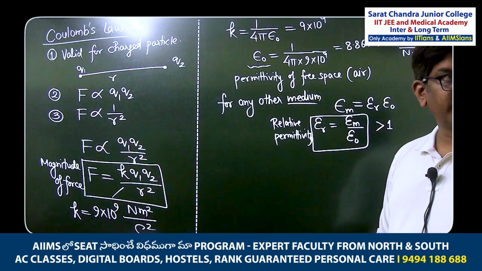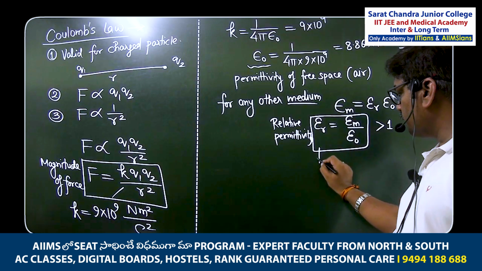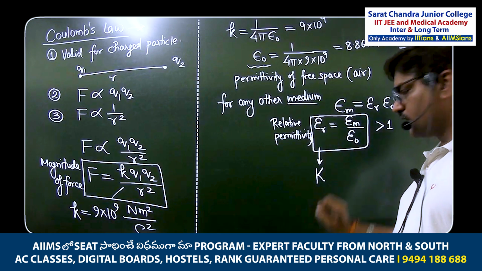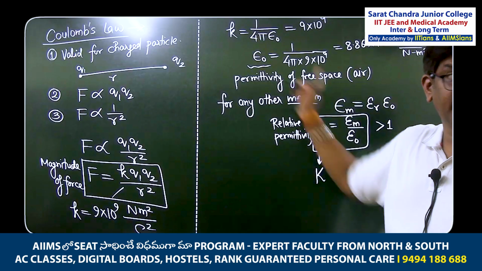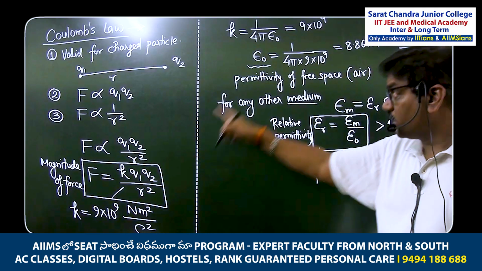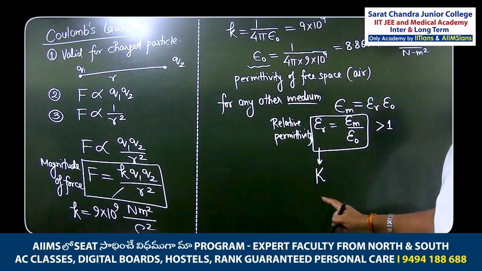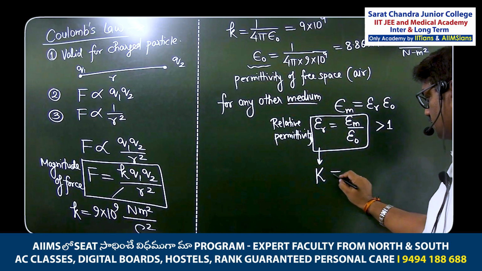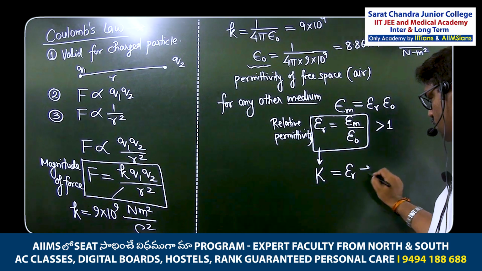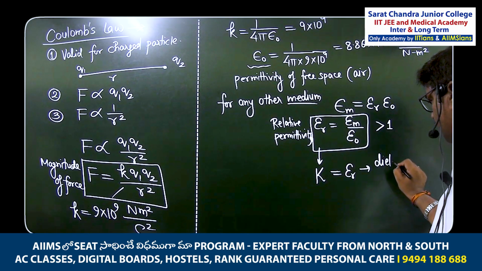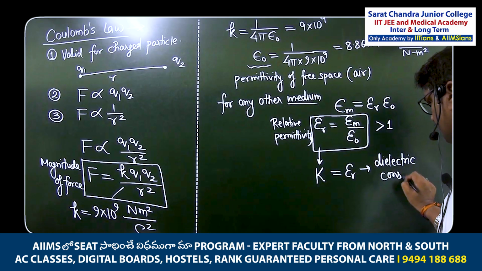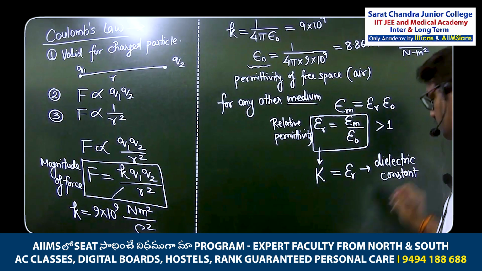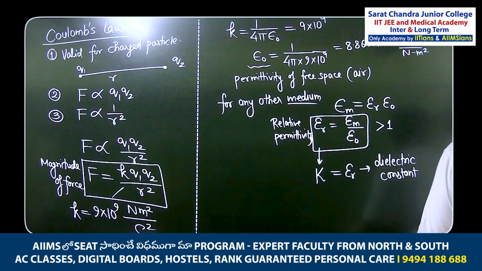Its value is always greater than 1. And this relative permittivity is also denoted by K, capital K. This is small k. Don't confuse this K and this K. This is small k, which is 9 into 10 to the power 9. This is capital K, which is the relative permittivity, which is called the dielectric constant of the medium.